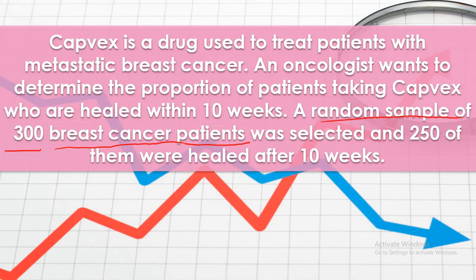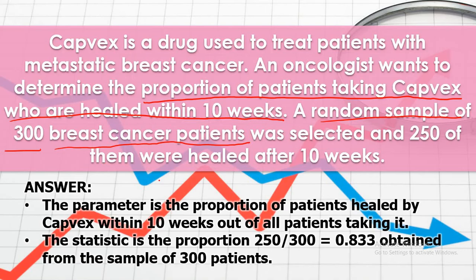Now, what are we measuring here? We are measuring what the oncologist wants to know, and that is to determine the proportion of patients taking Cavex who are healed within 10 weeks. Now, that is very specific. So, in stating the parameter, we can simply state it as the proportion of patients healed by Cavex within 10 weeks out of all the patients taking it.